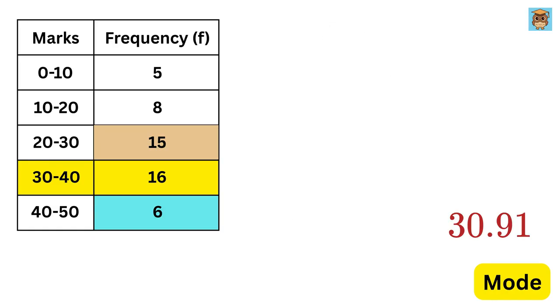This means that the most common score in this dataset is close to 31, indicating that most students' scores are concentrated around this value.